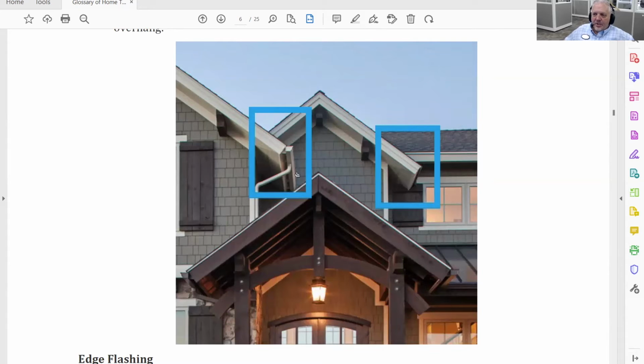Eaves are this projection of the roof line out past the wall, and this general term is called an eave. Sometimes it's called an overhang. And does anybody know what the board is? This vertical board that projects out from the eave? It's not the fascia board. That is the fascia board.